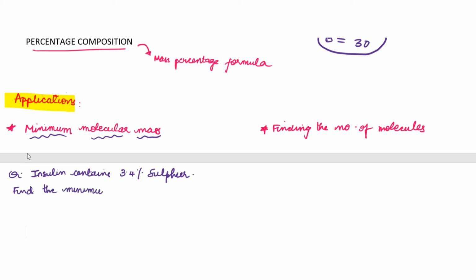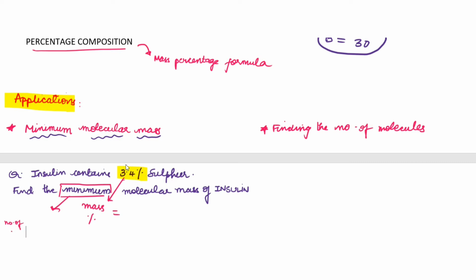So they have given that insulin contains a certain percentage of sulfur in it. So we have to find the minimum molecular mass of insulin. For minimum, the word minimum tells us the number of sulfur atoms present in insulin is 1, because it is minimum. So same, we can write the mass percentage formula, which is n into the mass of the element, because we don't know how many atoms are present. Here it is given as minimum, so we take n is equal to 1.